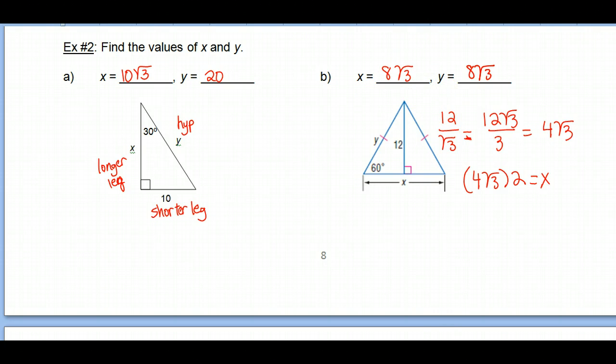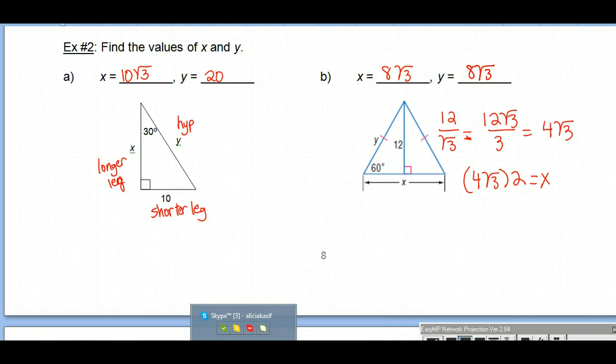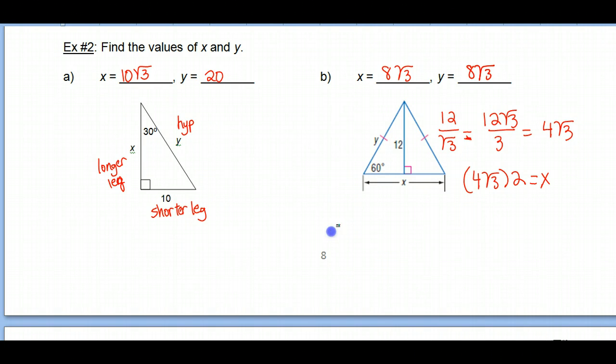Okay, you're starting out with the longer leg. Again, just focus in on that 30, 60, 90 triangle. The longer leg is what you're starting with, and we know that the longer leg has the relationship... Basically, x equals 12 root 3.